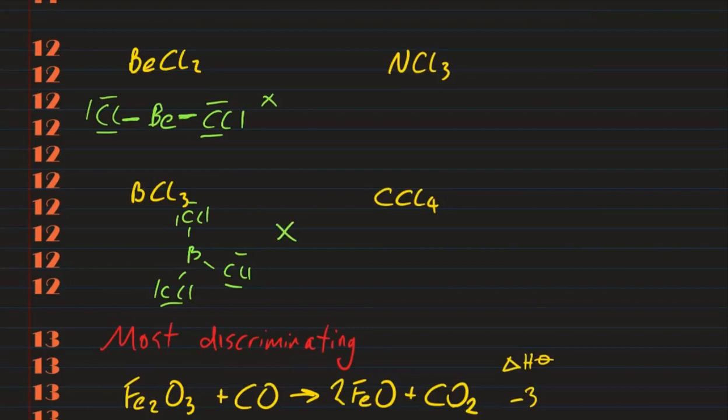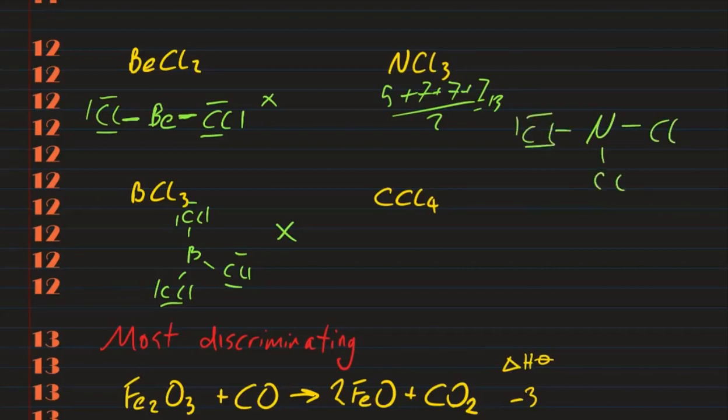Nitrogen trichloride, nitrogen's in group 5, chlorine's in group 7. Divide by 2 is 21, that's 13. So, yeah, that's that one. The dipoles don't cancel here. Nitrogen, chlorine, dipoles don't cancel, so it's that one. It's polar, 12C.